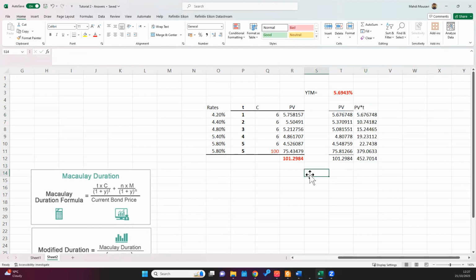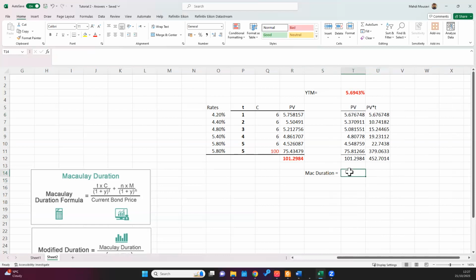So Macaulay duration, I'm going to show it by MAC duration, would be equal to 452 over 101, the current price of bond. So 4.46. Let me decrease the number of decimals. 4.47. So the unit of Macaulay duration is year, basically.